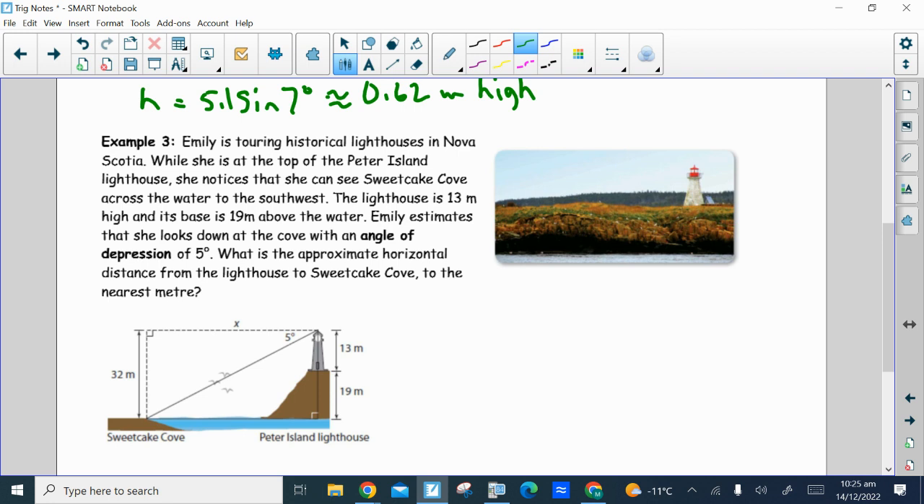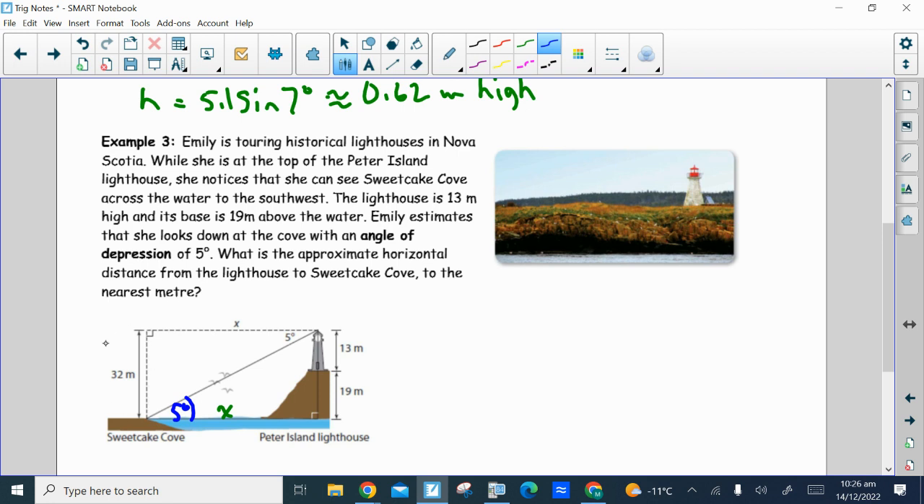What is the approximate horizontal distance from the lighthouse to Sweet Cake Cove? So you can see it's labeled on the top, which would be the same thing as the base of that right triangle. Also, we have to realize that the 5-degree angle right now is outside that triangle. We need an angle inside the triangle. But remember, the angle of depression from the top of the lighthouse down to Sweet Cake Cove will be equal to the angle of elevation from Sweet Cake Cove up to the lighthouse. And now we have an angle inside that triangle.